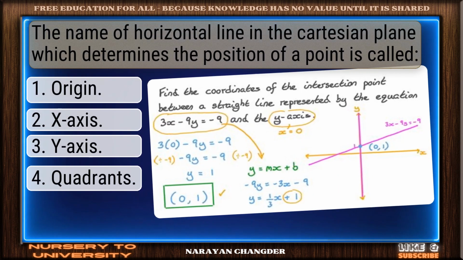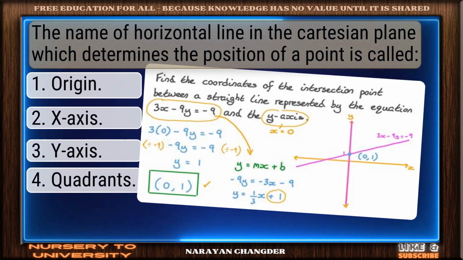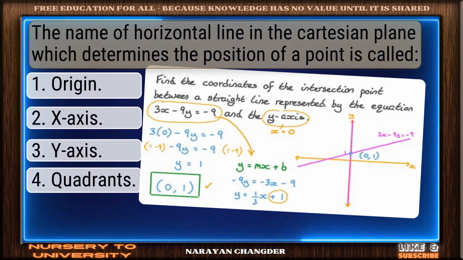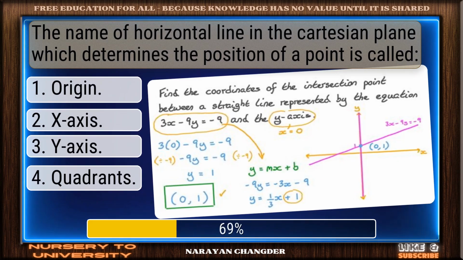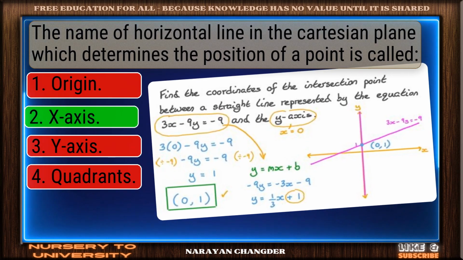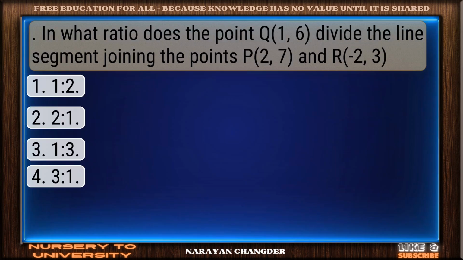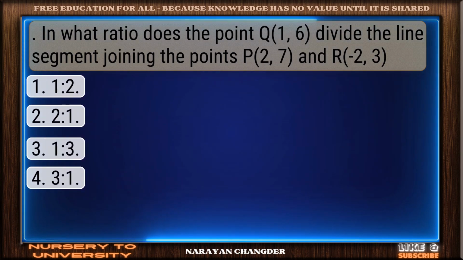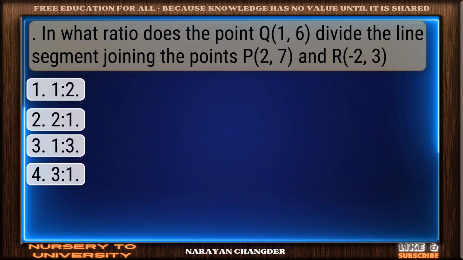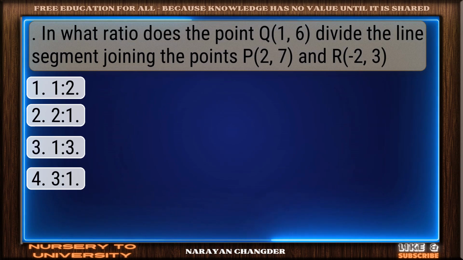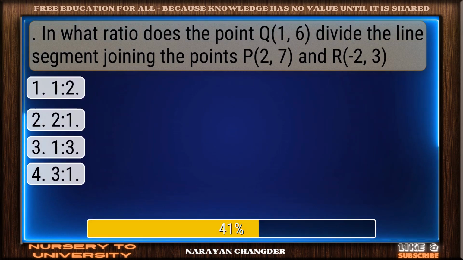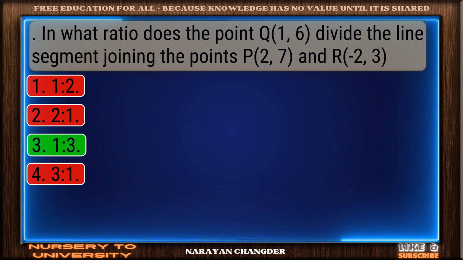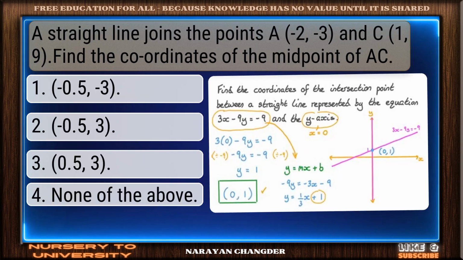Question number 41. The name of horizontal line in the Cartesian plane, which determines the position of a point, is called. Solid response. Axis is a valid choice. Question number 42. In what ratio does the point Q divide the line segment joining the points P and R? Strong choice. 1:3 is the right answer.